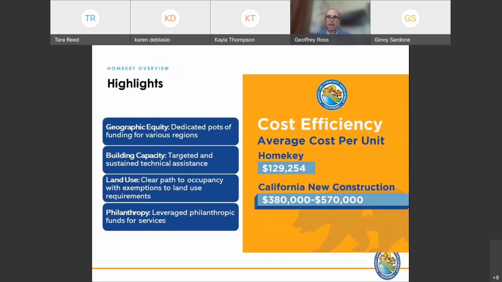So size, speed, land use conformance, and environmental assurance, those types of things allowed us to really create units at a faster clip and in a more economical and cheaper way than what we've traditionally been able to do.